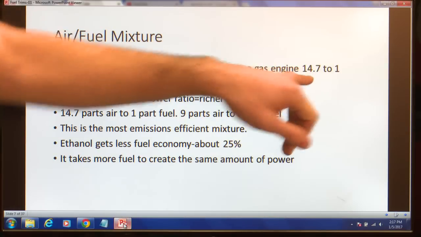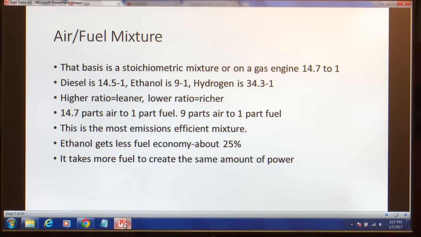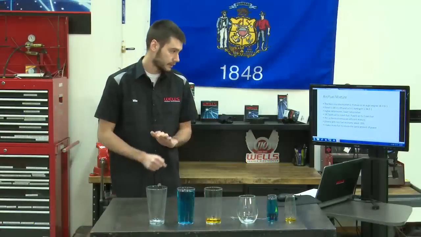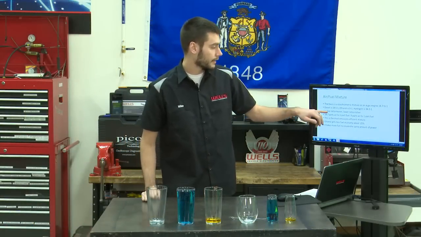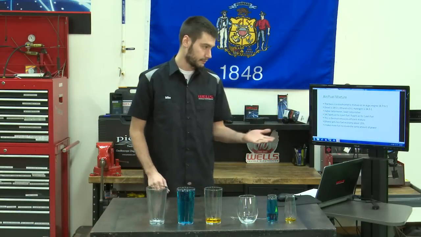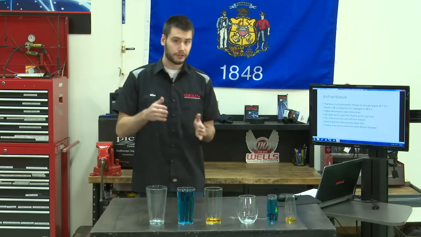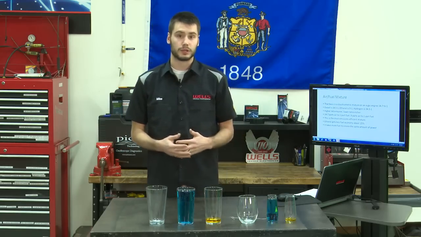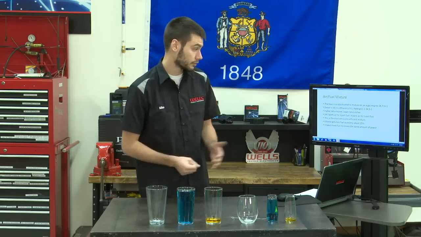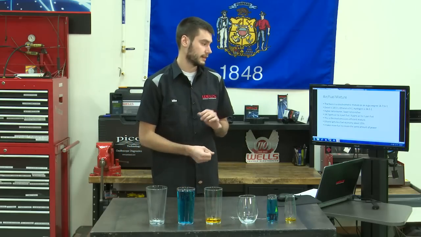So we're looking for gasoline: 14.7 parts of air to 1 part of fuel. Diesel is close, 14.5 to 1 part of air. Ethanol, 9 parts of air to 1 part of fuel. And hydrogen, a whopping 34.3 parts of air to 1 part of fuel. That's a crazy high number. So with these ratios, talking 14.7, 34.3, the higher you get, the leaner the mixture, the less fuel is required to mix with air. The lower the ratio, the more fuel it's going to take.